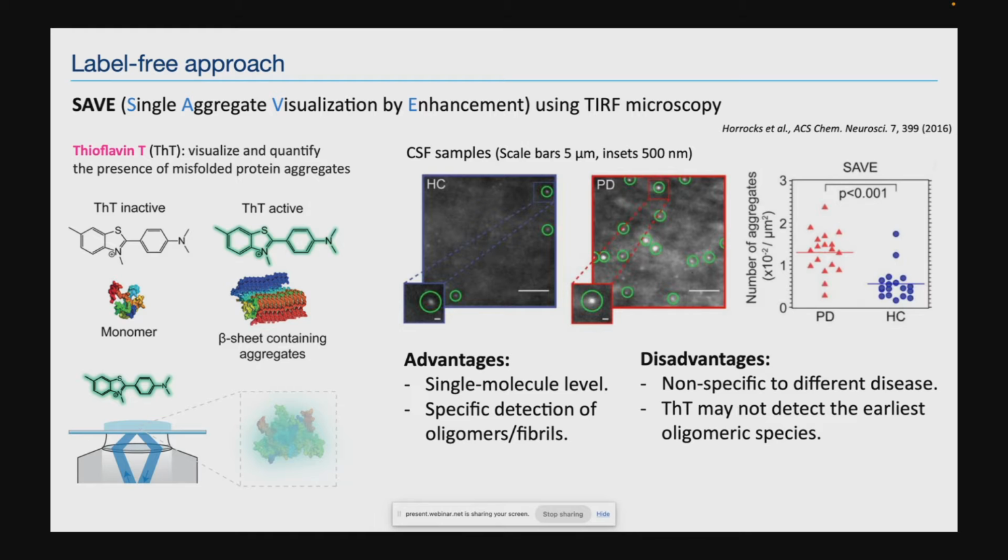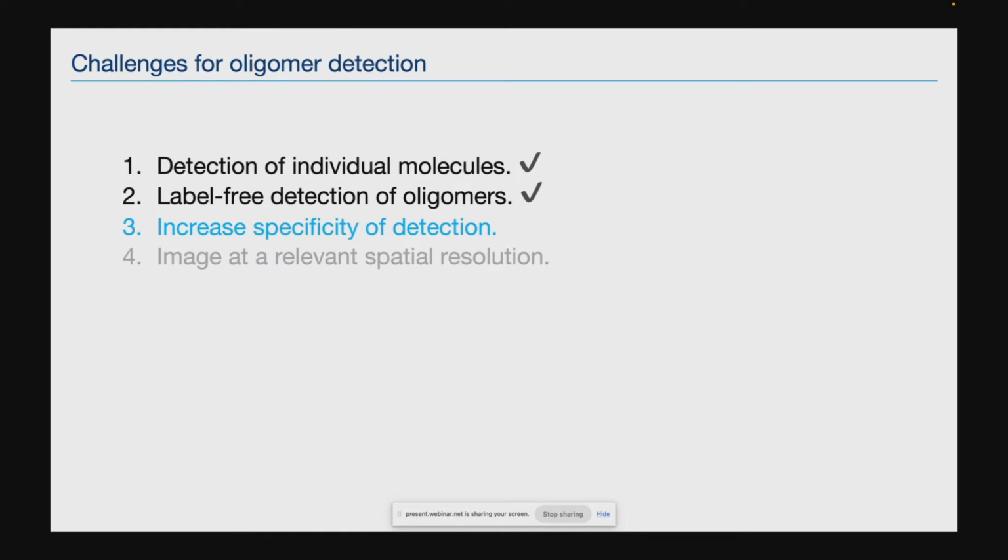So we've detected individual molecules. We've then developed our approach to allow it to be label-free, so we can look in biofluids. The next thing that we want to do is to increase the specificity of detection, i.e. we want to be sure that the protein we're looking at, or the oligomer we're looking at, contains the specific protein that we're interested in.